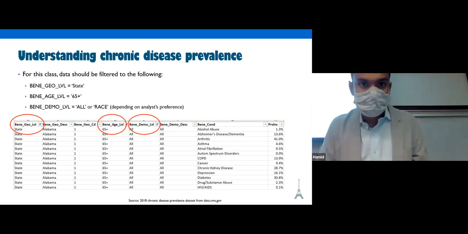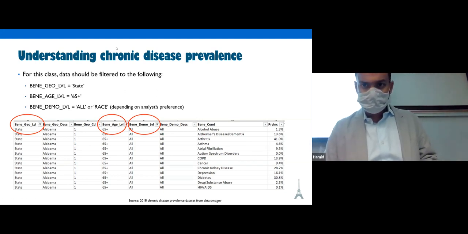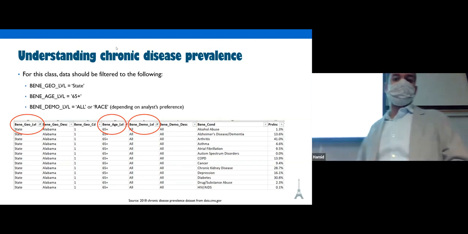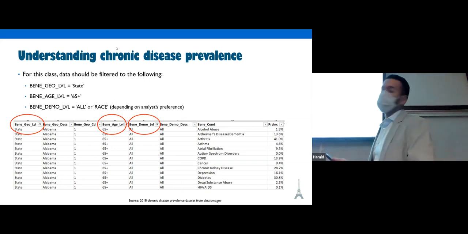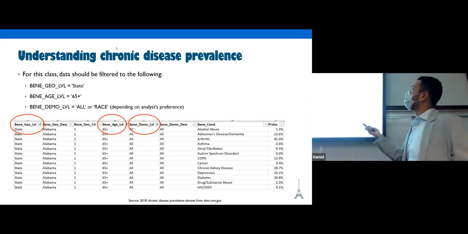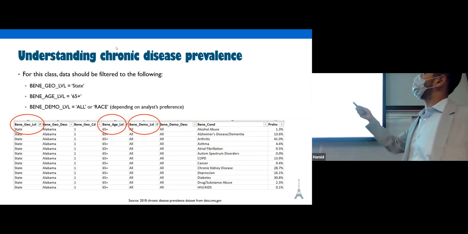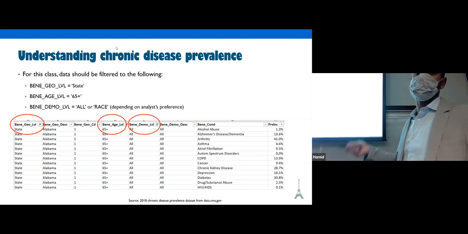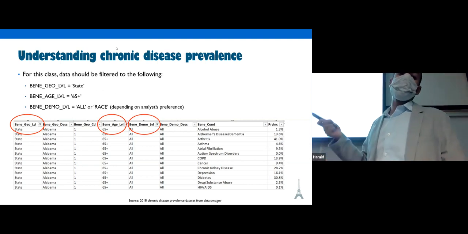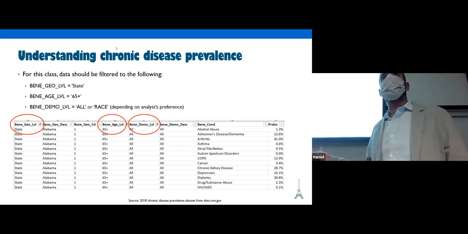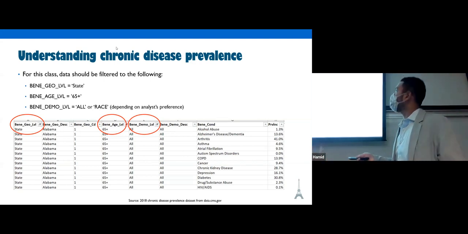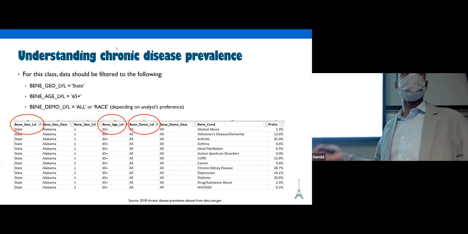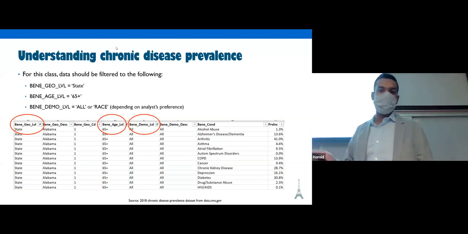Yes, I can repeat, Rishi. It's actually on the screen, so Benny Geo level should be filtered to state. If you look at the first red circle on the left side of my picture here, Benny Geo level must be state. Benny age level must be 65 plus. And Benny demo level can either be all or race. You can just filter it for all for now. Later on, you can play around with the race part.